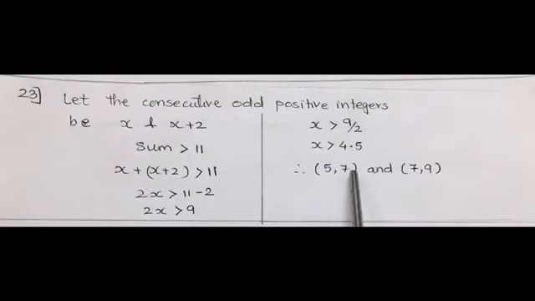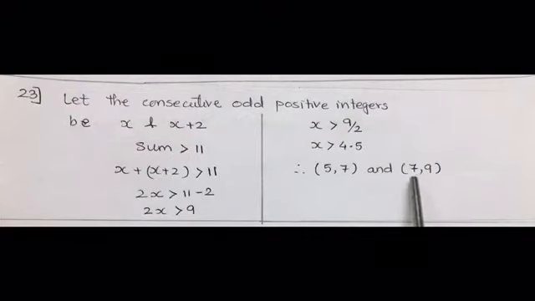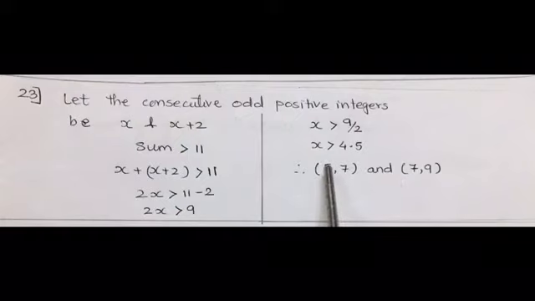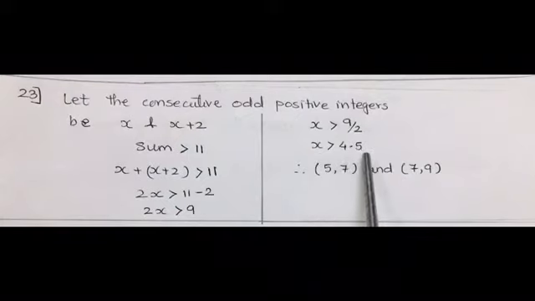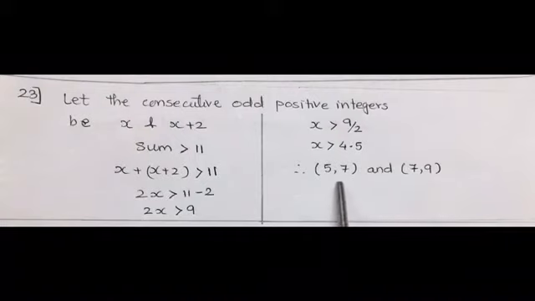The pairs combination: more than 4.5 means 5 and 7 will be one of the pairs, and another pair will be 7 and 9. So we have taken the value of x to be more than 4.5 but less than 10. So these are the two pairs of positive integers which satisfy the given conditions.